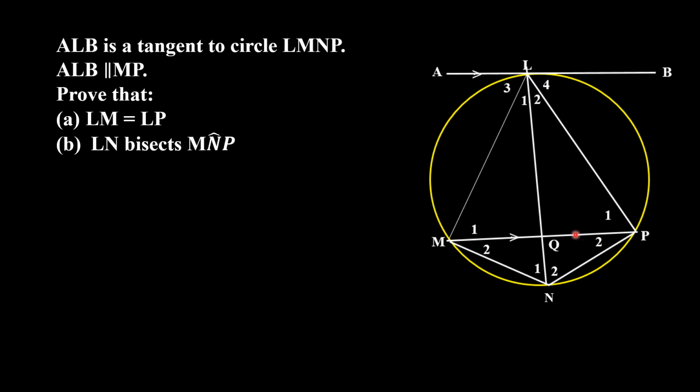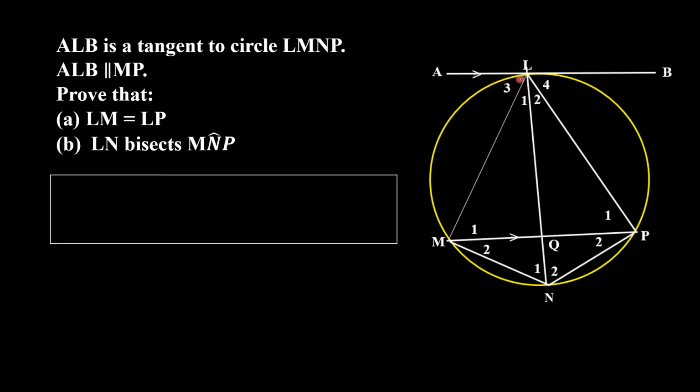ALB is parallel to MP. Prove that LM equals LP. So LM and LP are the two sides of triangle LMP. If we want to prove these two sides equal, then we'll concentrate on the base angles. If we can prove M1 equals P1, okay, so let us look at the angles here.